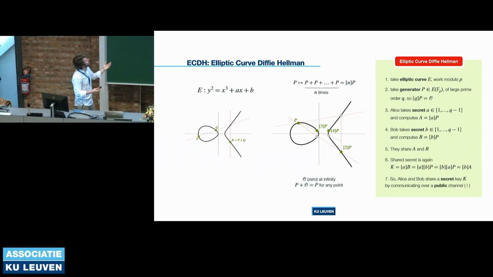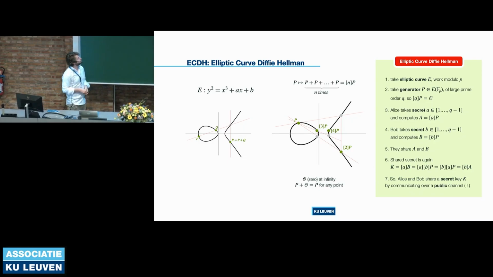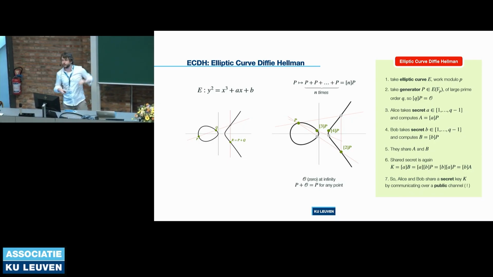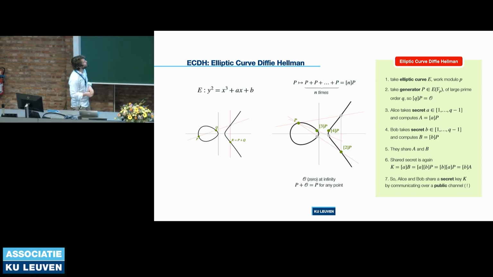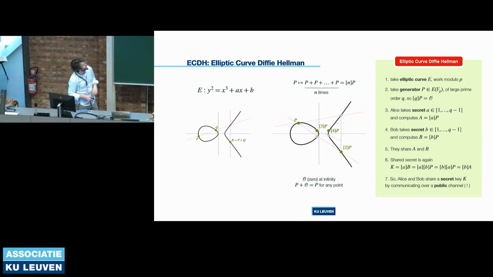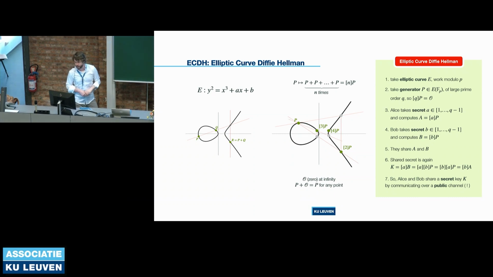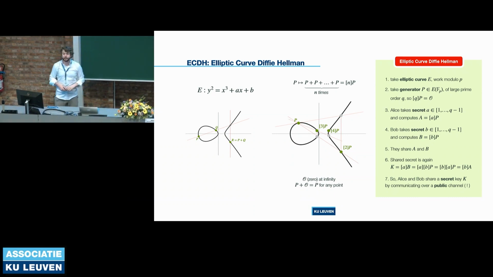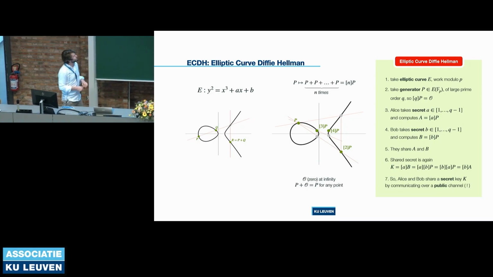And by essentially the magic of elliptic curve arithmetic, again, if you exchange these keys and you apply your secret to Bob's public key and vice versa, you end up at the same point, because A times B times P is the same as B times A times P. And so again, Alice and Bob share a secret key by communicating over a public channel.